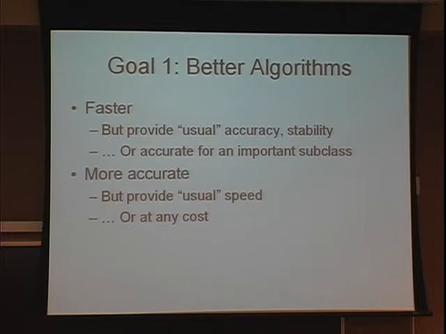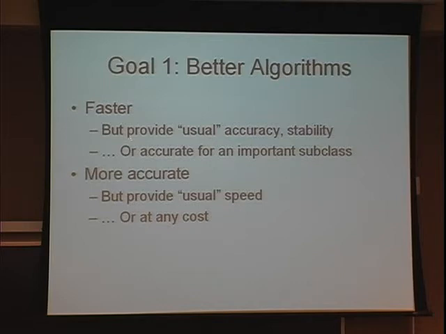Okay, so let's talk about better algorithms. There are 2 metrics of better, faster and more accurate. It's pretty unusual that you can get both at the same time, and so we're going to make the improvements when we can. Faster, but provide the usual accuracy and stability. We're not willing to sacrifice that.